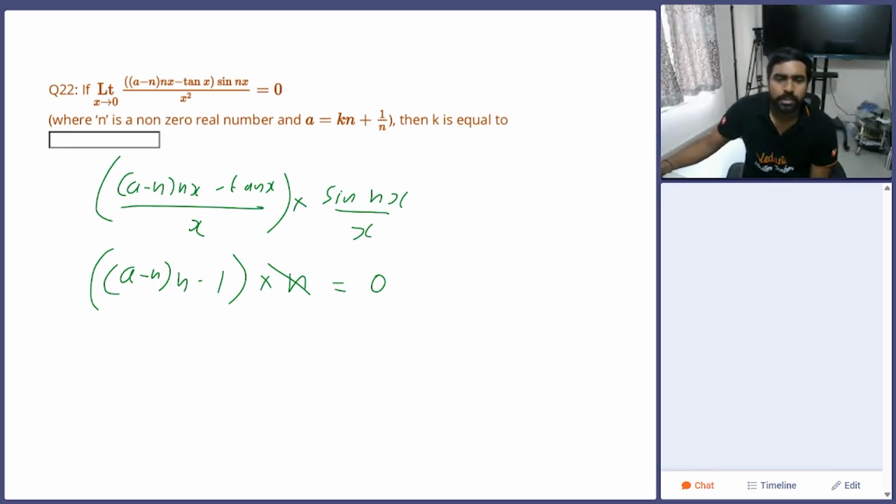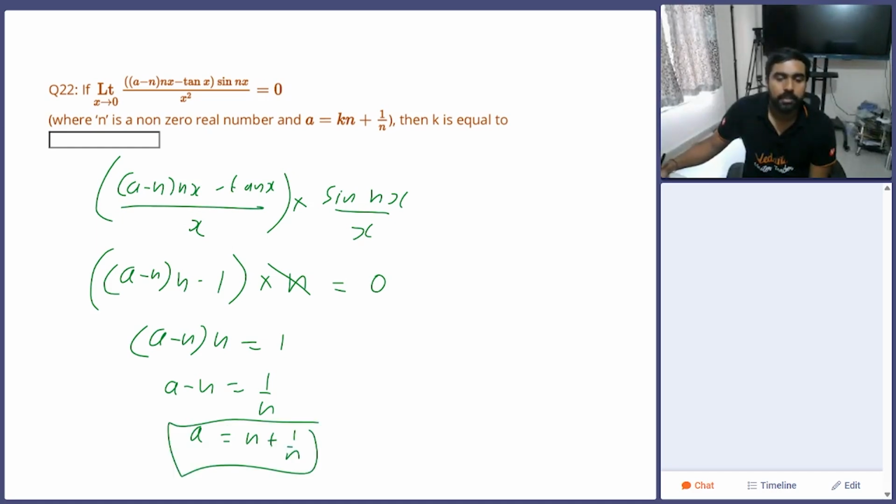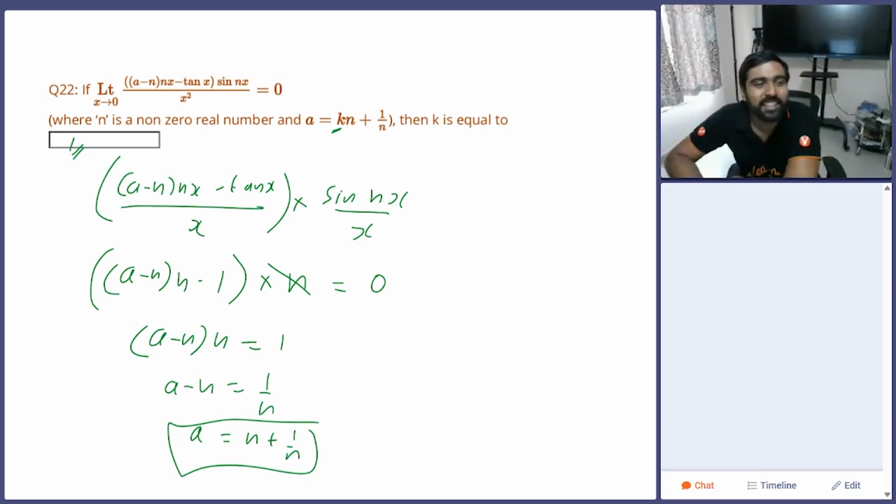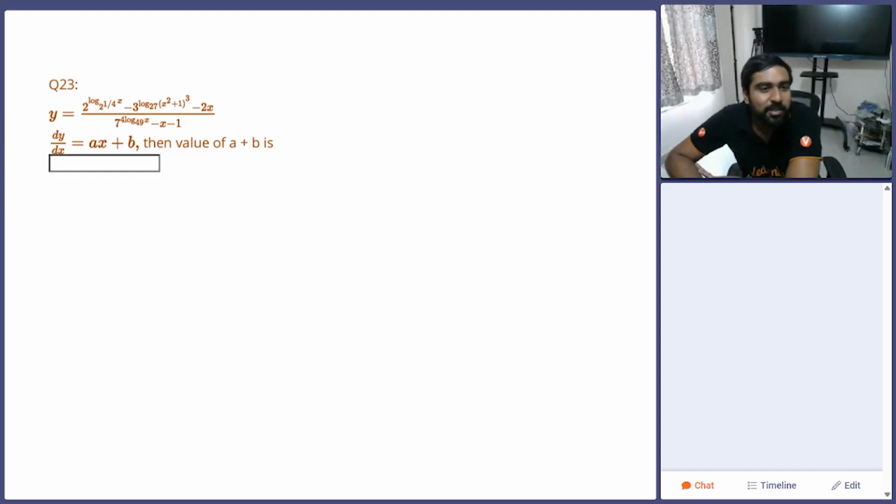N is not equal to 0, it is given. I can directly cancel this out. So I can say (a minus n) into (n minus 1) is 0. So I can say a minus n is equal to 1 upon n. A is equal to (n plus 1) upon n. So if a is k(n plus 1) by n, k should be just equal to 1 over here. Straightforward. Simple basics of the question over here, very easy. Standard limit application was there. Alright, moving on. What do we have over here?